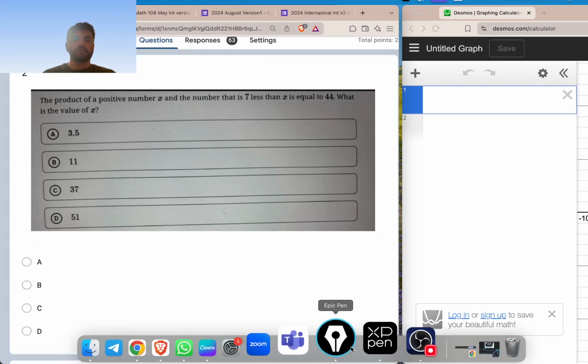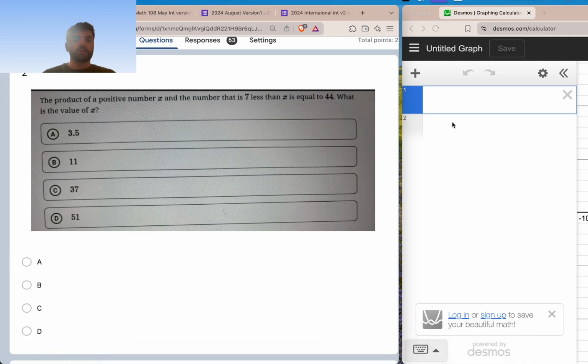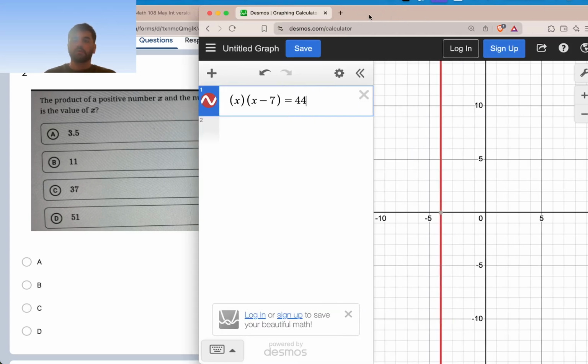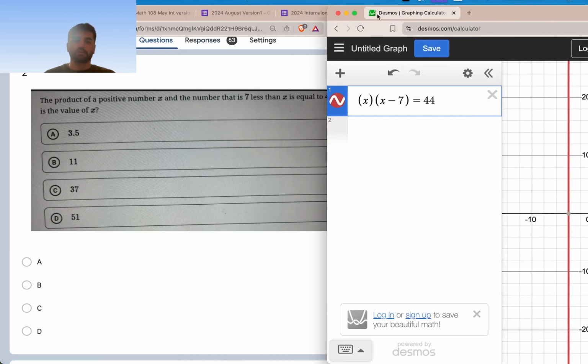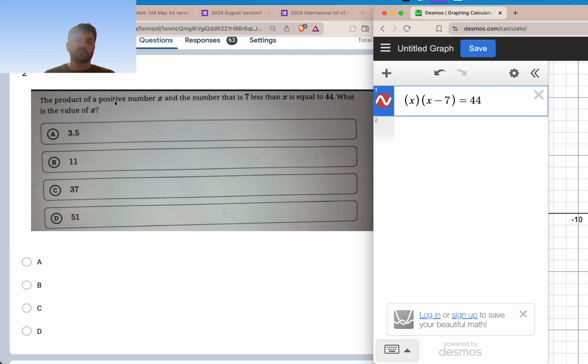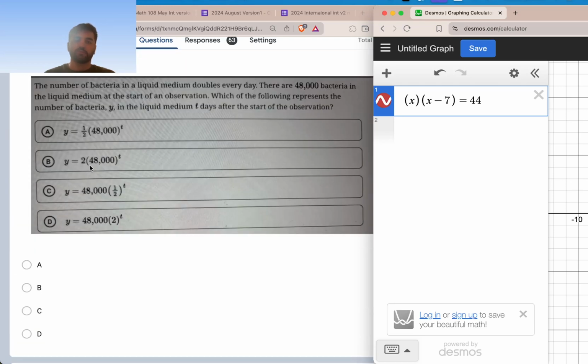Second one. It is about the product of positive numbers. Product means, for example, the product of 3 and 5 is equal to 15. Product means you have to multiply two numbers like that. X and 7 less than x means x minus 7, is equal to 44. Then you take negative 4 and 11 as our answer. Because we have 11 here and it has to be positive, the answer is 11, B.